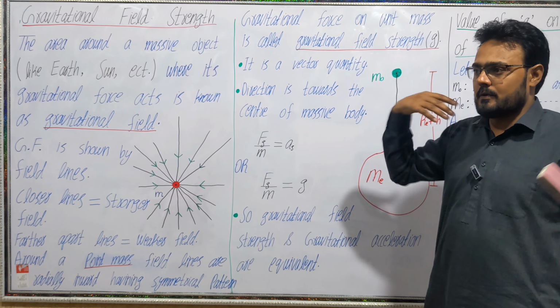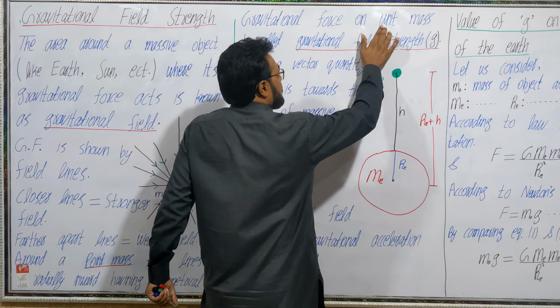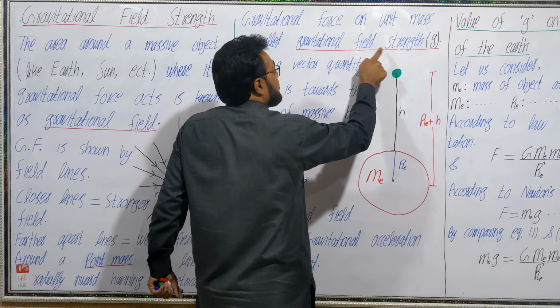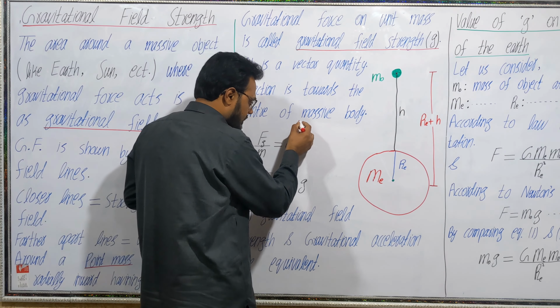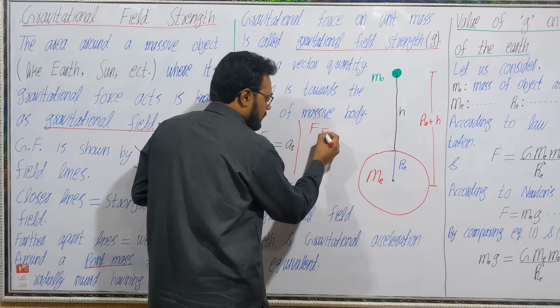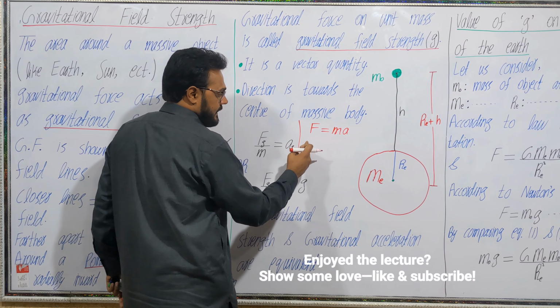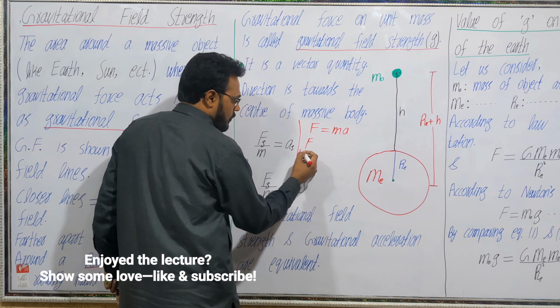Now look here. Force on unit mass is gravitational field strength. Now how is it equal to acceleration, a? Look here. According to Newton's second law, F is equal to ma. M is multiplying here. When we move it to the other side, it will become divided.